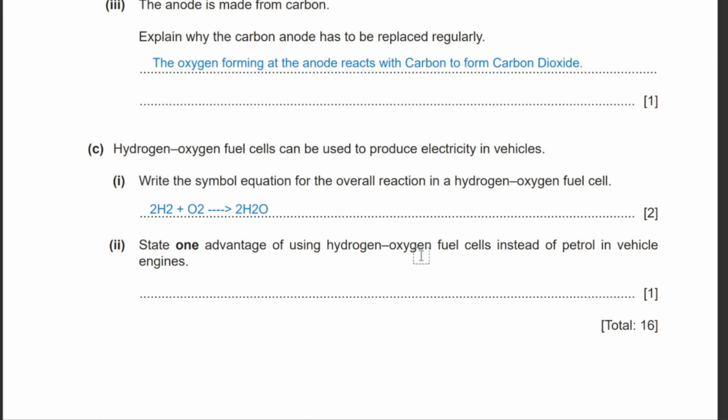Alright, state one disadvantage of using hydrogen oxygen fuel cells instead of petrol in vehicle engines. It's more efficient. That's just a part that you need to memorize.